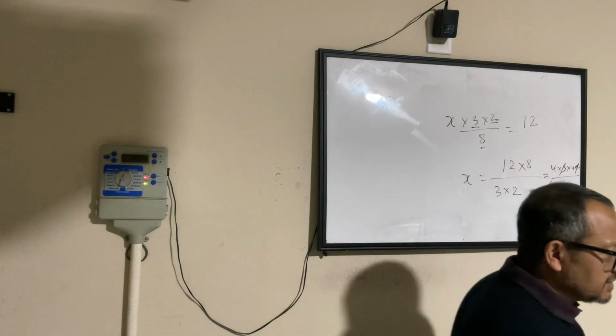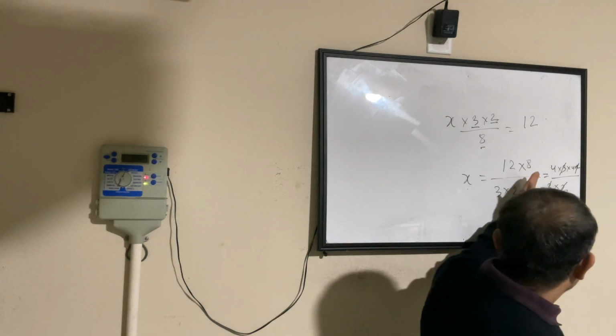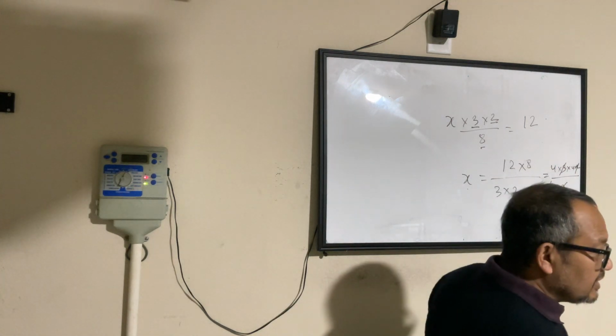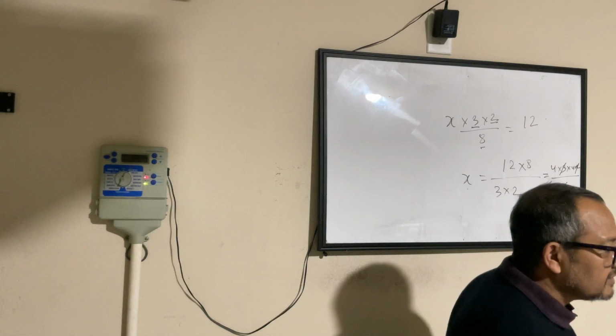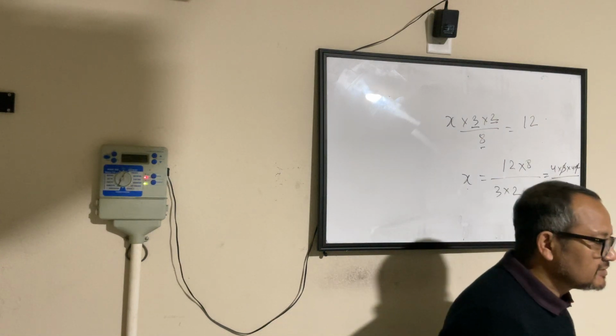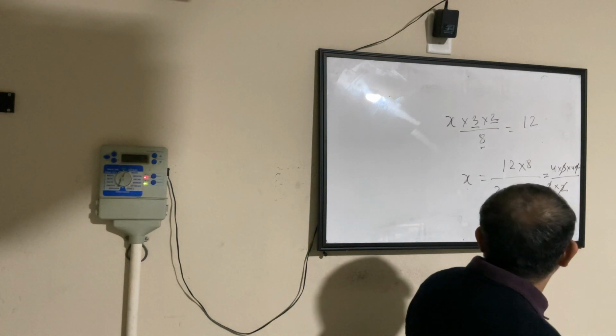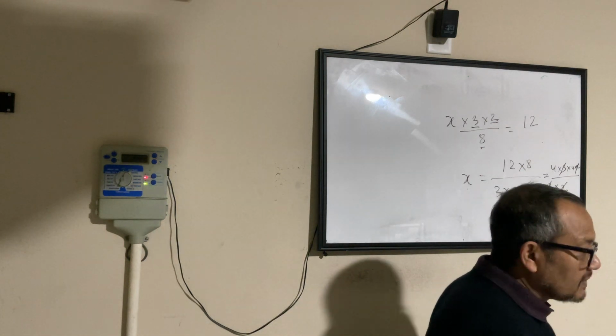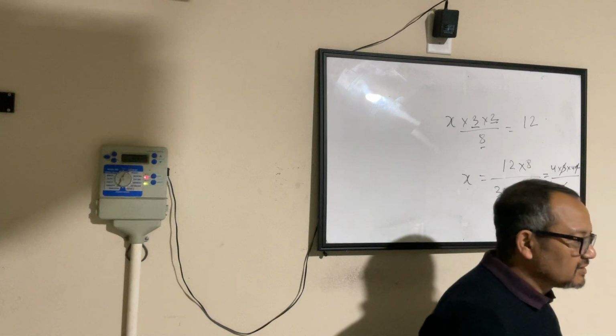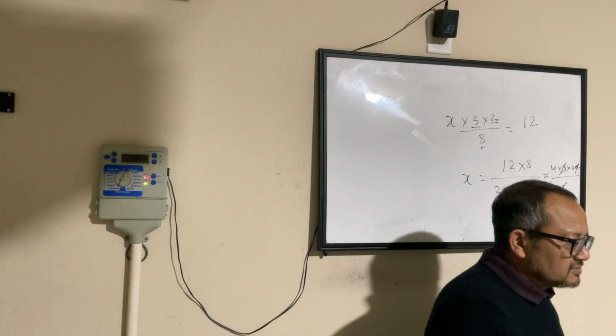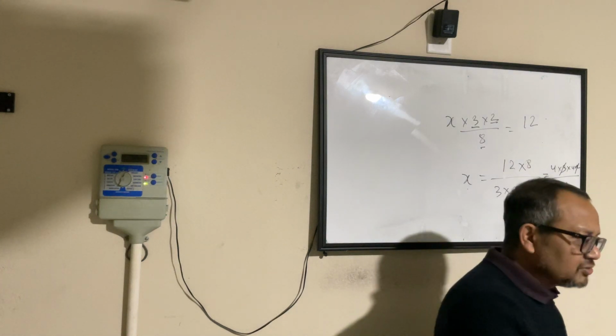Sir, I did it like, I don't know why, but I just did 3 times 2 is 6, and then x times 6 would be 12, so then I just took it as 2. And then I times it by 8, and 2 times 8 equals 16. So you can choose different ways, right?